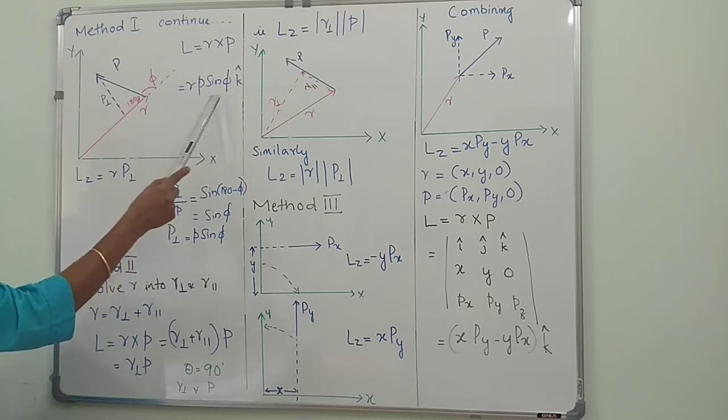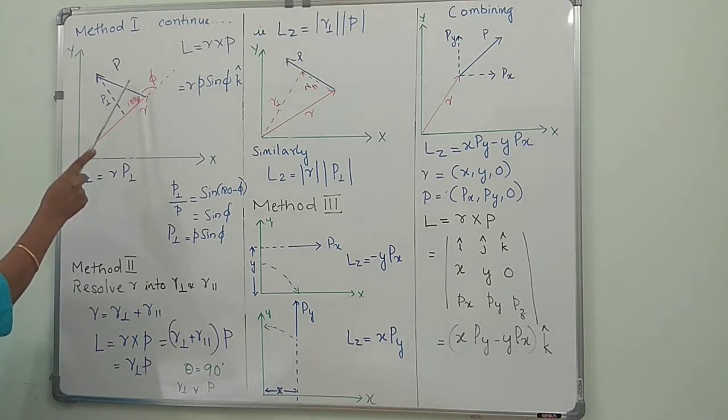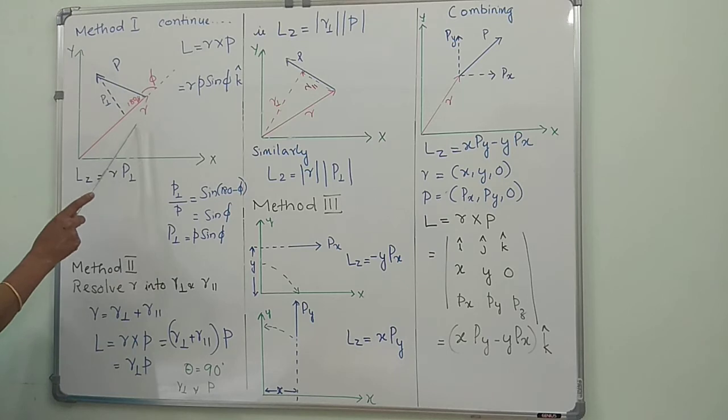I can look at this expression. Instead of p sine phi, I can write p perpendicular. So our expression for angular momentum Lz becomes r into p perpendicular. So either way you can represent. Either you can resolve r in terms of perpendicular to p, or p perpendicular to r. My answer will be the same. That is the first method.